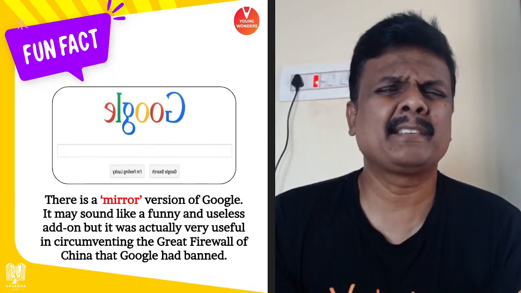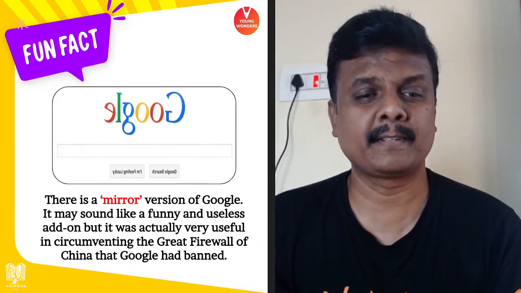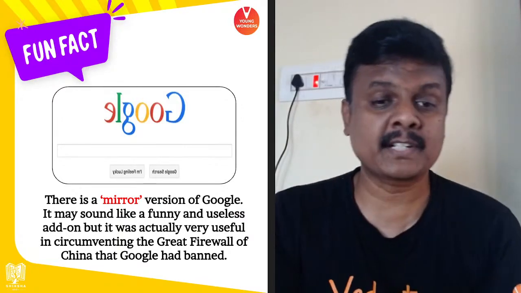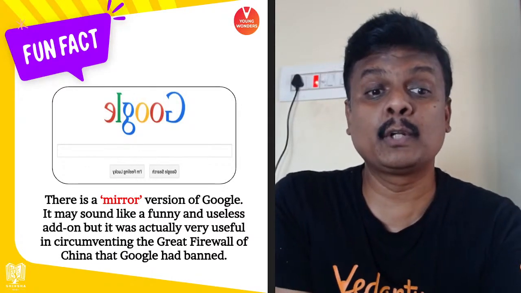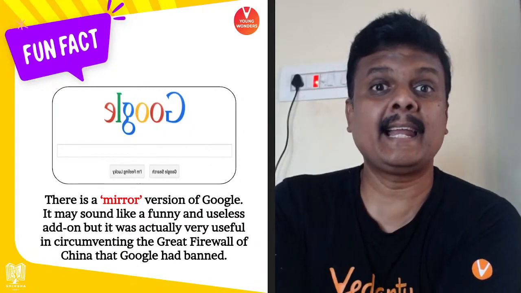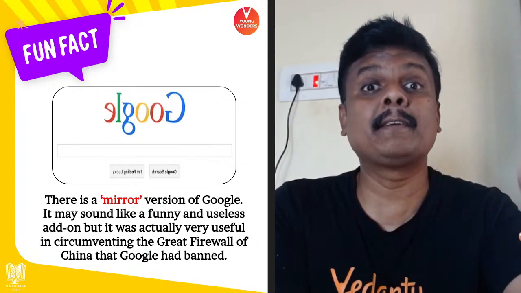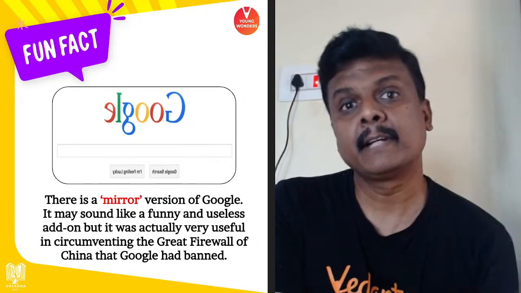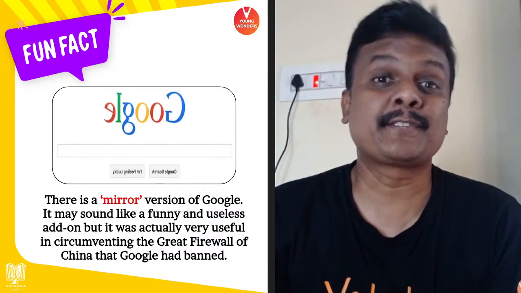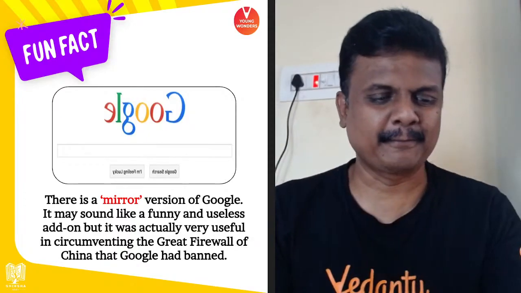Many a time we will feel, what is the use of it? There is no use of it, right? But guys, because it's a mirrored version, even Google was able to break the great firewall of China. Because China had banned Google, right? With this mirrored version, they were able to circumvent the firewall of China. So this is an interesting, important fact for all of you.